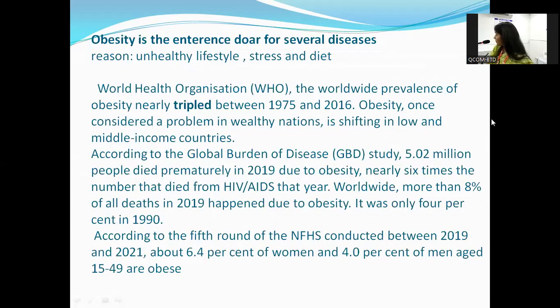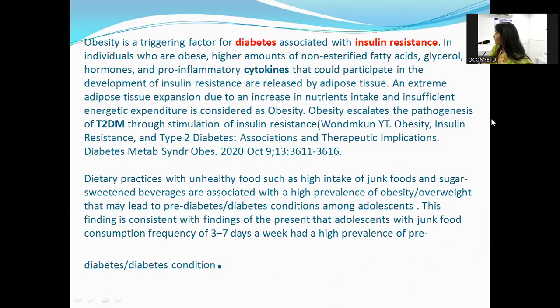According to the National Family Health Survey conducted between 2019 and 2021, about 6.4% of women and 4% of men aged 15 to 49 are obese. Obesity is a risk factor for diabetes. The reason is insulin resistance. In individuals who are obese, there are higher amounts of non-esterified fatty acids and pro-inflammatory cytokines, which are produced by adipose tissues. Obesity means an increase in adipose tissue, and cytokines are produced.